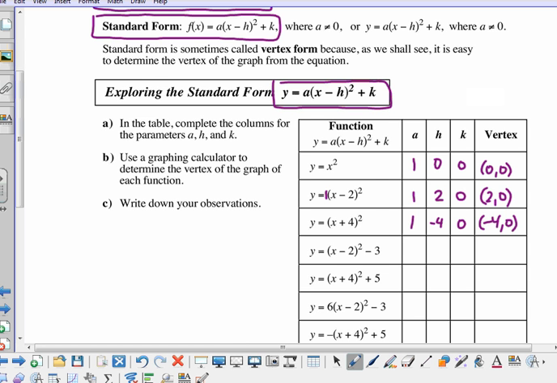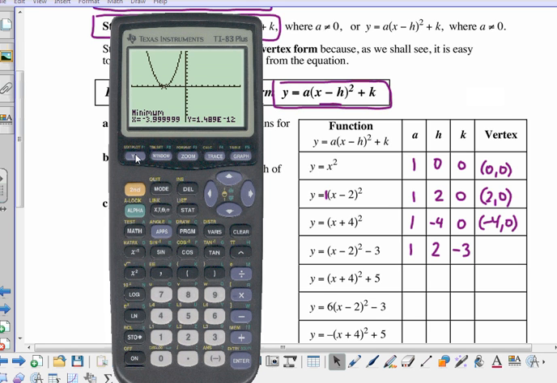A value is 1. What would your H be? Plus 2, because the formula is x minus h, so positive 2. Now it's plus k, so what's the k value here? It's the same sign for k, so negative 3. So if we graph this, again, x minus 2 squared minus 3. Let's graph it. Okay, so minimum or maximum?